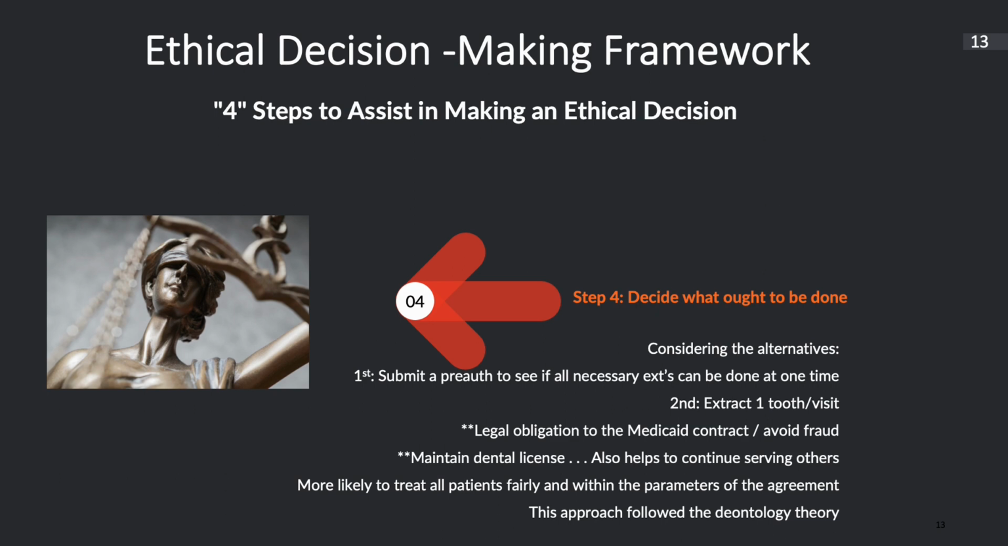So there's the legal obligation of Medicaid contract and avoiding fraud, maintaining your dental license, which helps you to continue to serve others, and you're more likely to treat all patients fairly and within the parameters of the agreement if you were to actually follow the Medicaid contract. So technically, this approach follows the deontology theory. Now, I don't want you to think that you go through all of this and then decide what theory fit. You really should approach it with an ethical theory in mind and see how best you can adapt it to that. But again, that depends on your own personal ethics and which theory you think applies best in this situation.